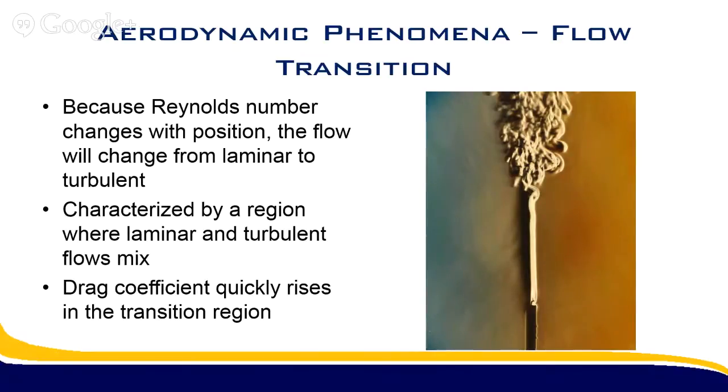So there's a region in the boundary layer where that flow starts changing from laminar to turbulent, and you see that drag coefficient quickly rising in that region. And it's kind of a gray area around the Reynolds number of about 500,000. So it's an interesting region. Nothing particularly dangerous or exciting happens there, but it exists and it's important to note.